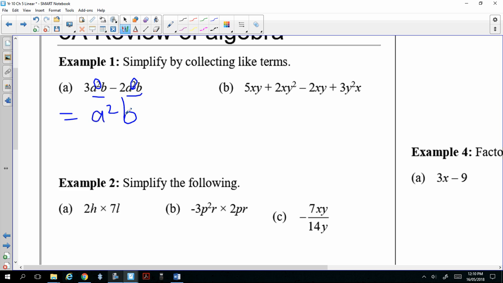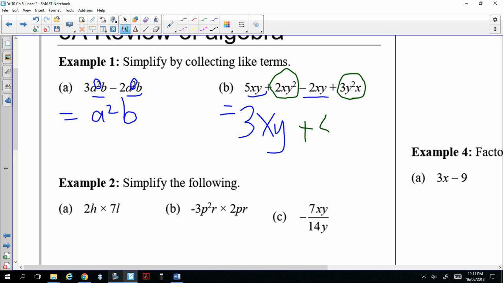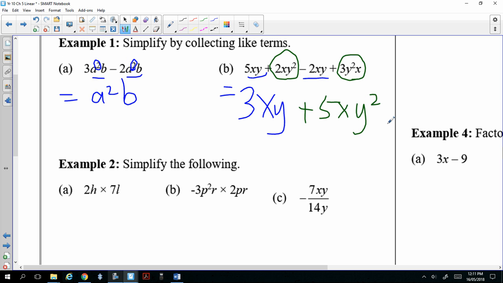Next one, you have to search for the like terms. You have to be a bit more careful. The 5xy and this one are like terms. 5 minus 2 is 3. So you write 3xy. And then the next two are these two, 2xy squared and 3y squared x. They are like terms. They're just written in a different order. So it's actually equal to 5xy squared. And these two are not like terms because this is just xy. That has y squared in it, which is different. All right. Okay, now we know how to collect like terms.